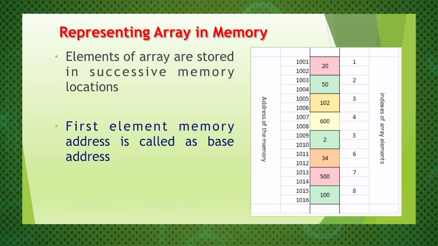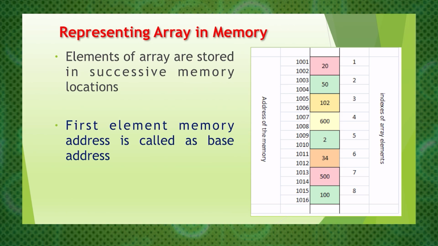Whenever you have been given a set of elements, or an array, it can be stored in memory. In order to store it, what we require is successive memory locations. We require a certain amount of space in the memory where all the elements of the array can be stored one after the other. As shown in this diagram, suppose we have some memory locations where the starting address is 1001 and the last address is 1016.